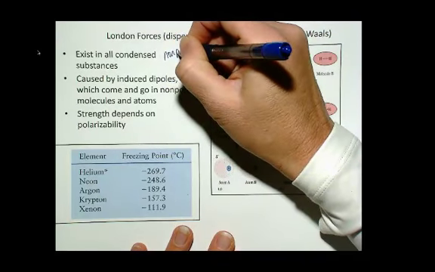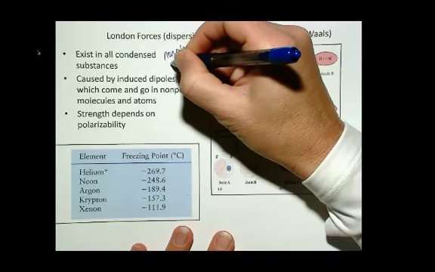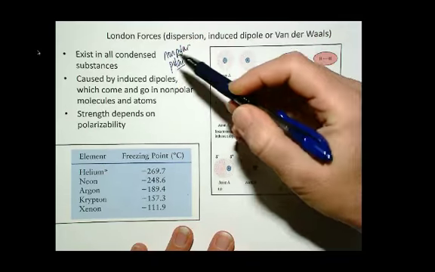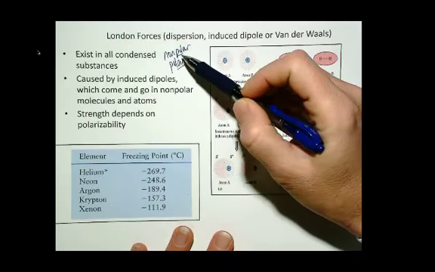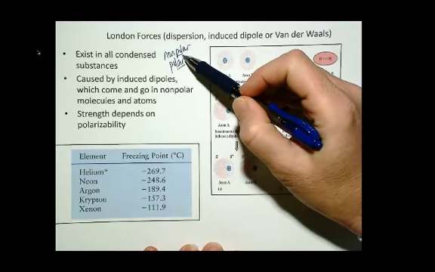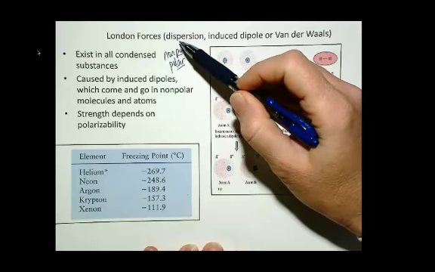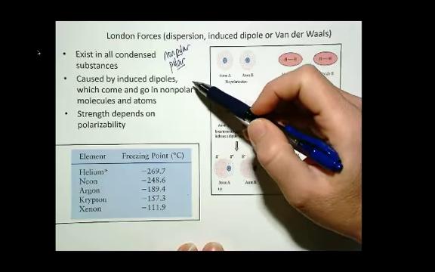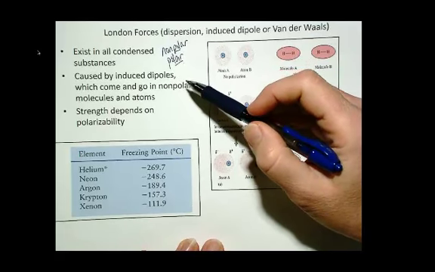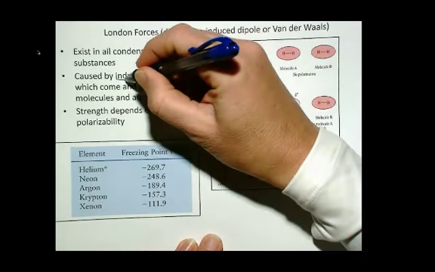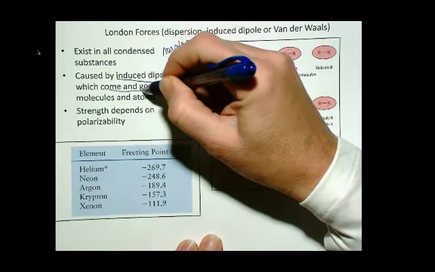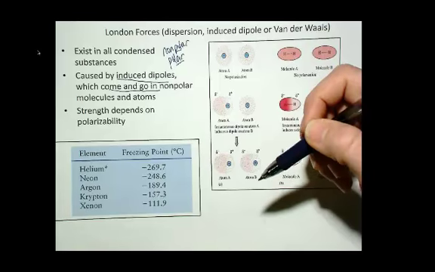Okay, and as it turns out, these types of forces exist in all nonpolar condensed phases. They also exist in polar molecules. They're present in both types. It's just that in the nonpolar, it's the only type of intermolecular force that exists. And it's caused by what's referred to as induced dipoles. An induced dipole is a dipole that comes and goes in nonpolar molecules and free atoms.